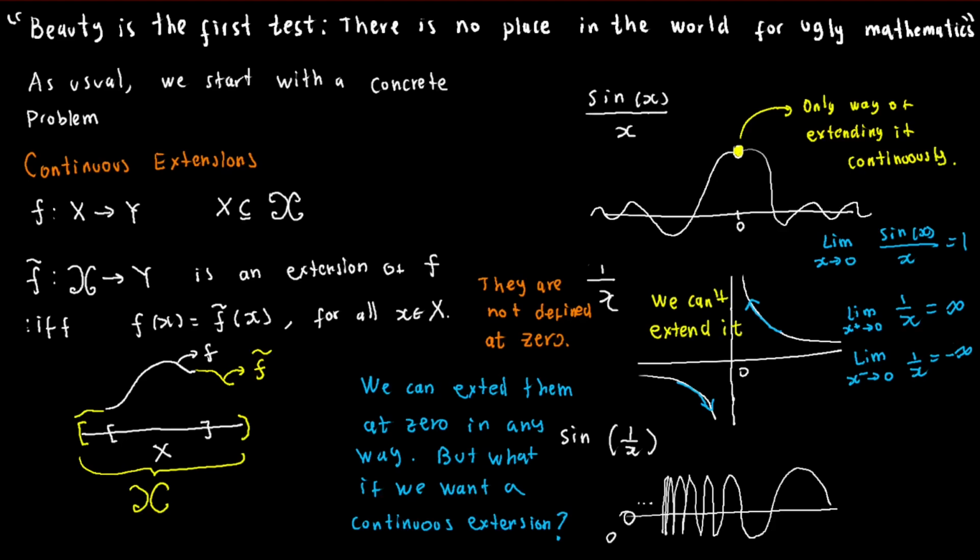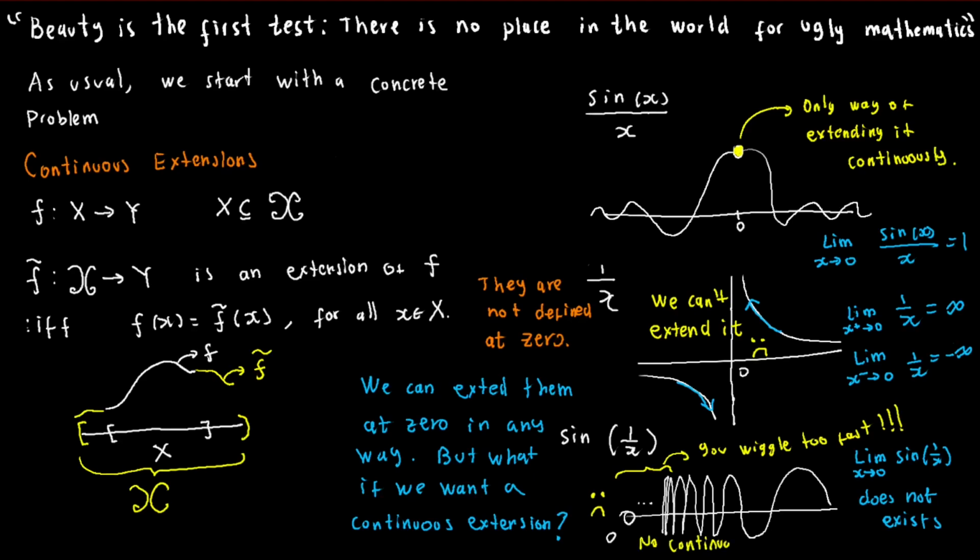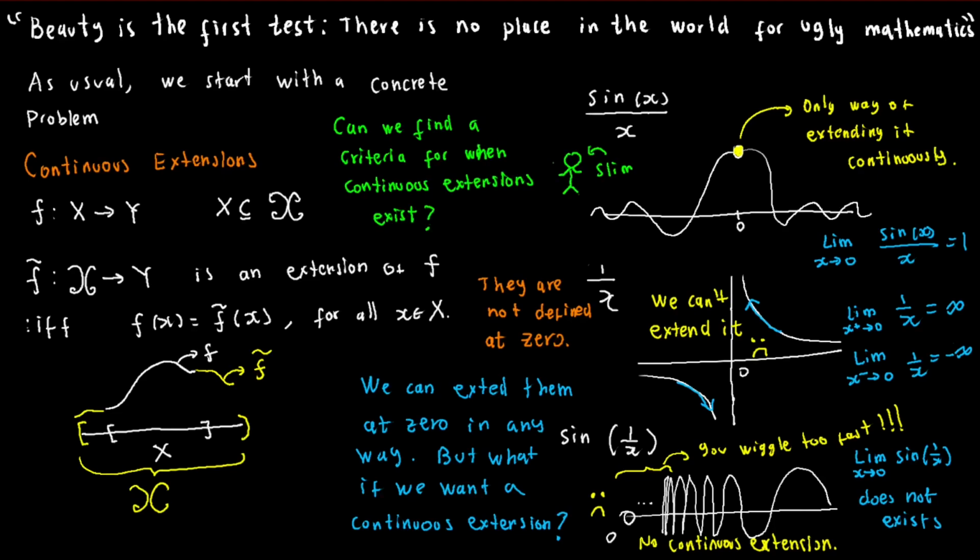You might think that we can't find continuous extensions when the function is unbounded, but that's not quite correct. Take the function sin 1 over x, for instance. It's bounded, yet we can't extend it continuously to 0 because it oscillates too widely around that point, and the limit simply doesn't exist. As always, in our never-ending quest for mathematical beauty, we want to find a criterion for when continuous extensions are possible.